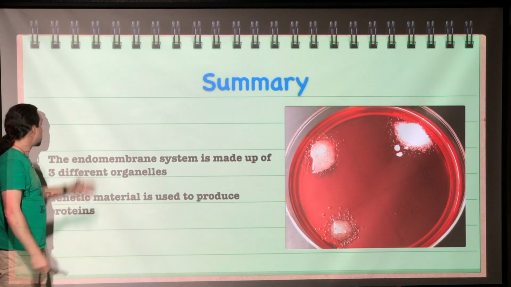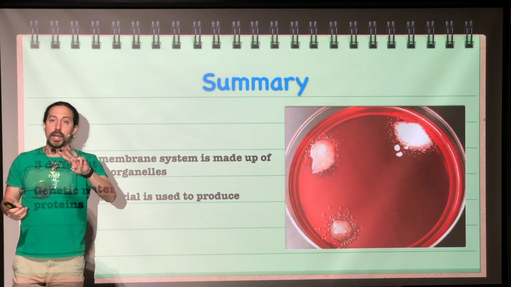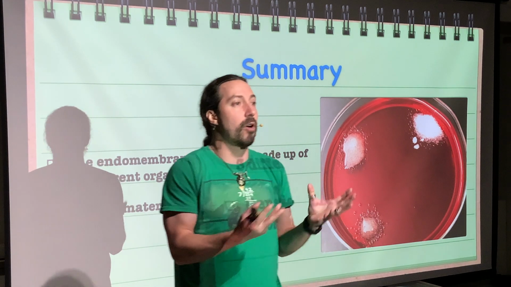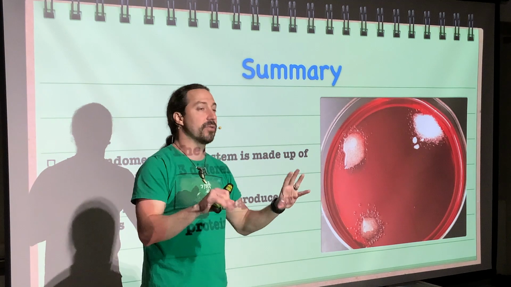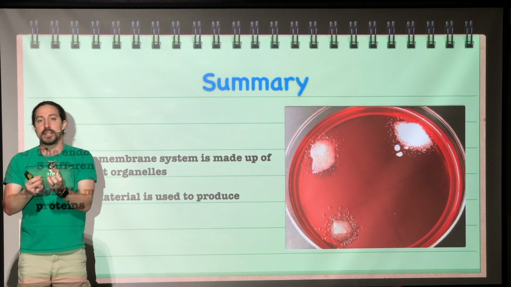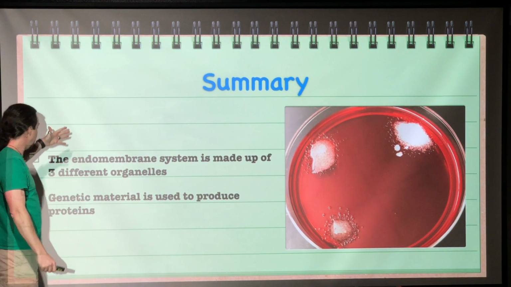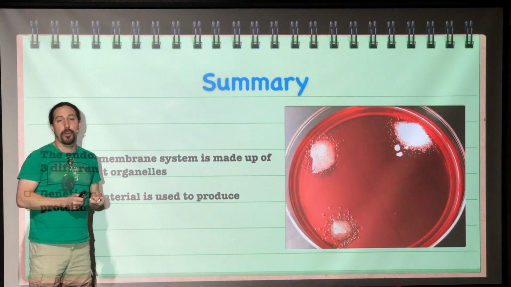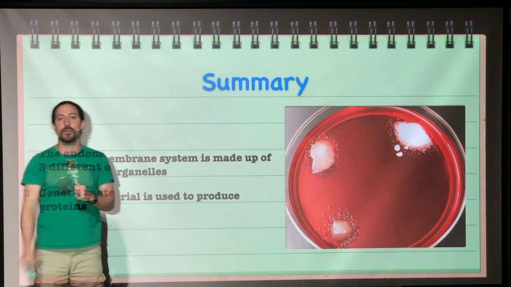All right, so in summary of all this, the endomembrane system is made up of three different organelles: the nucleus, the endoplasmic reticulum, and the Golgi bodies. It also involves some different structures. That would be the ribosomes and the transport vesicles. And all of these are going to be interconnected for the process of protein production. And that is what it's all about. That's how we are going to have all of these different parts interconnected, and we're going to follow that process in the next few lessons.